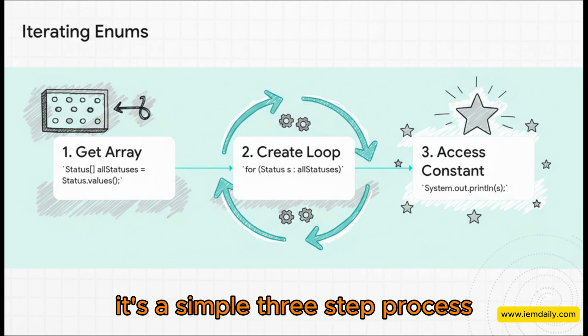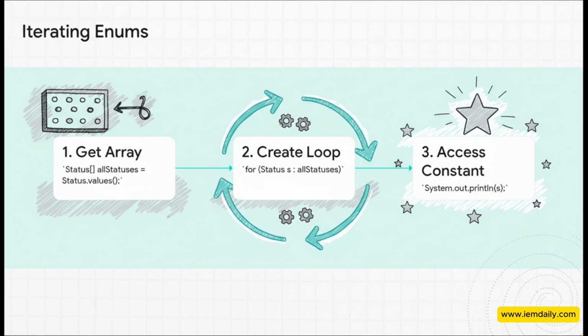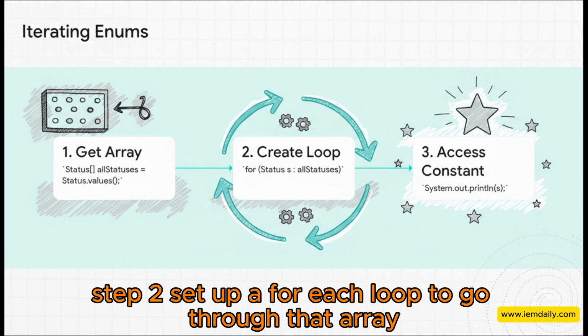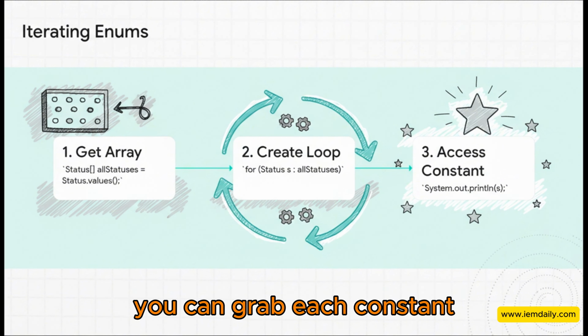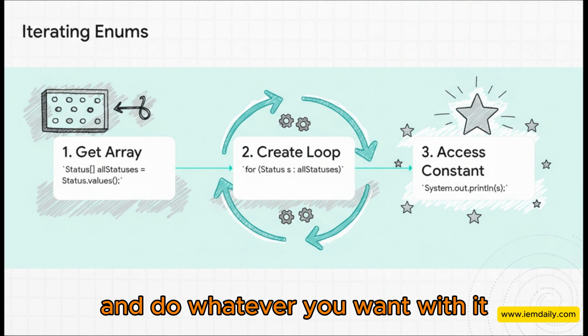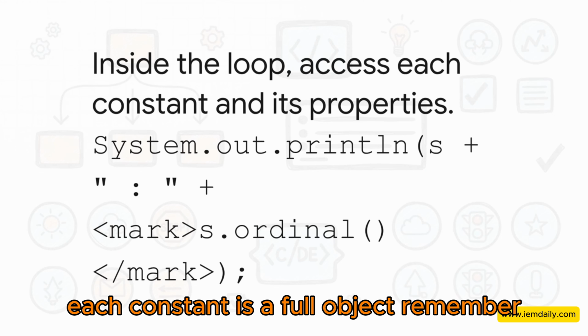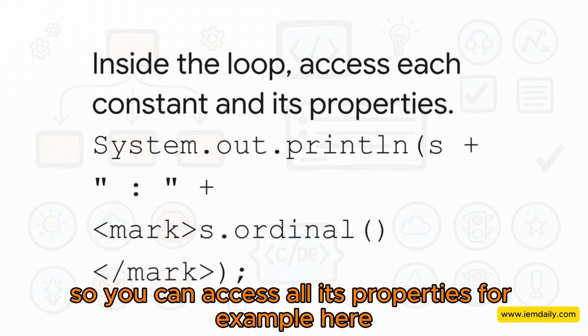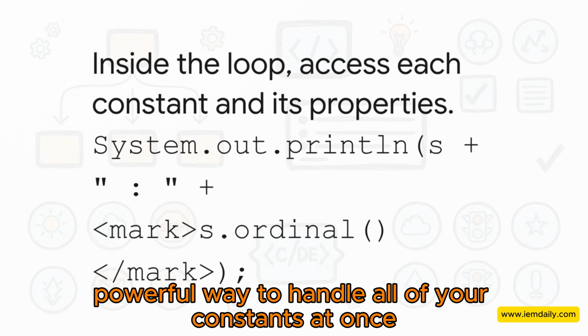So convenient. And this makes looping through them an absolute breeze. It's a simple 3-step process. Step 1, call values to get the array. Step 2, set up a for each loop to go through that array. And step 3, inside the loop, you can grab each constant and do whatever you want with it. And once you're inside that loop, each constant is a full object, remember? So you can access all its properties. For example, here we're just printing out its name and its ordinal value. It's such a clean, powerful way to handle all of your constants at once.